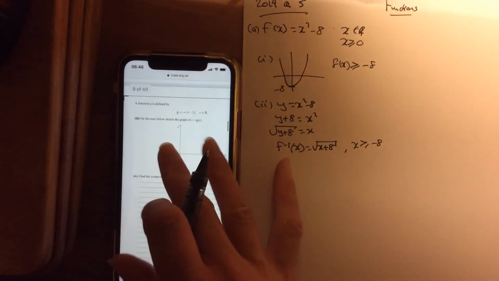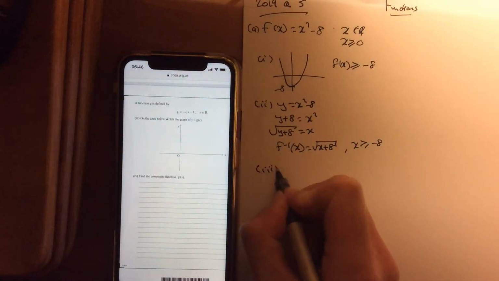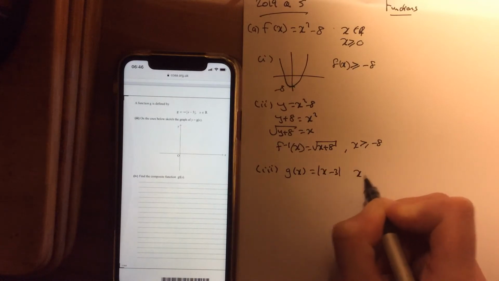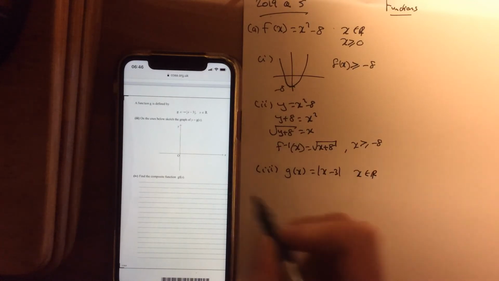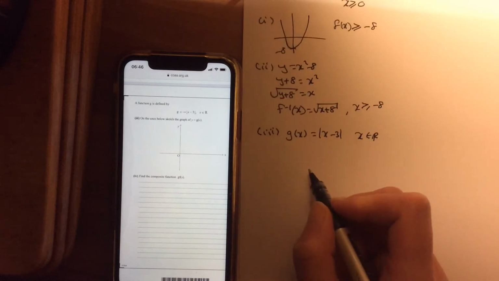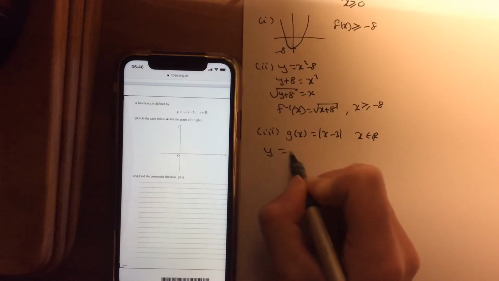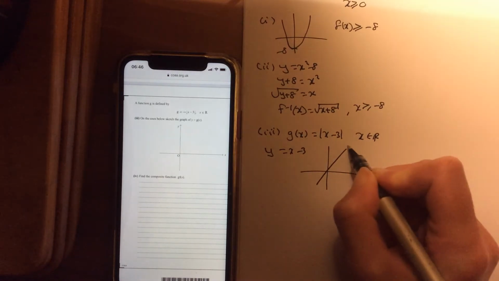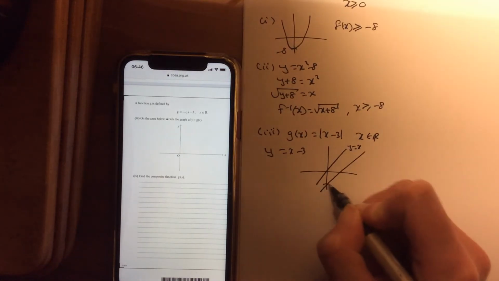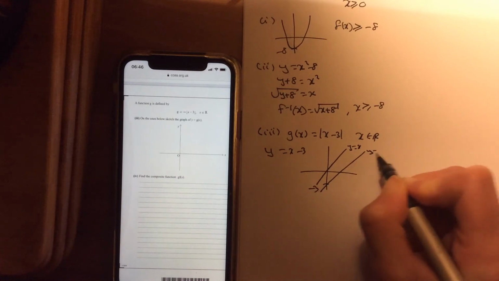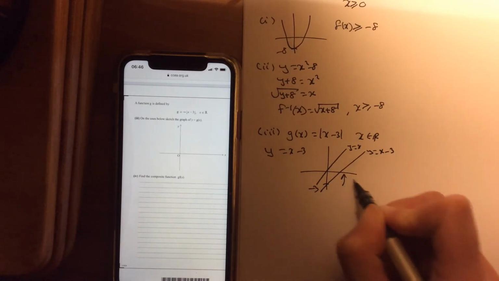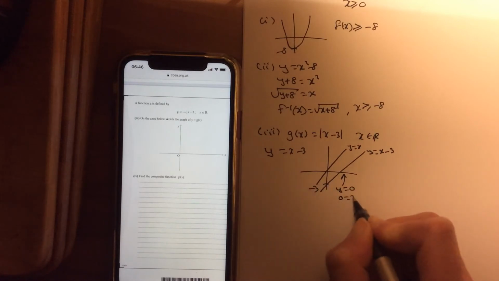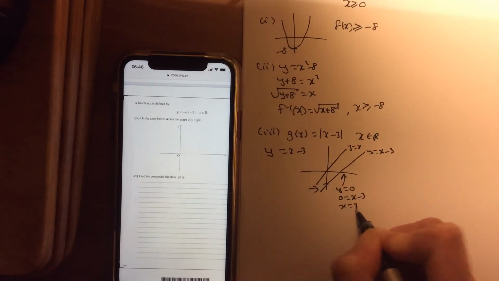On to part 3. It says a function g is defined as the modulus of x minus 3, and x belongs to the real numbers. So sketch the graph of g(x). So let's consider y equals x minus 3 first. That's y equals x. Drop it down 3 for y equals x minus 3. Find where it crosses the x-axis. So put y equals 0. So 0 equals x minus 3, so x equals 3.